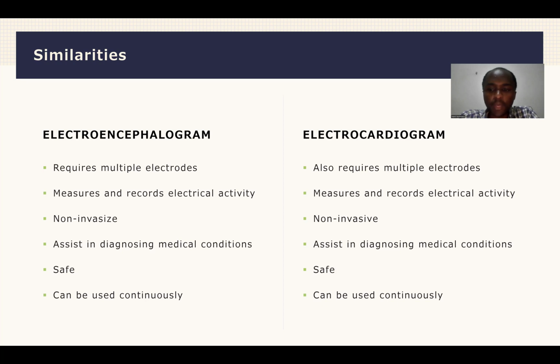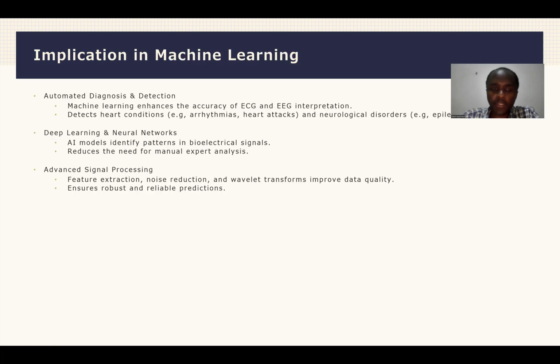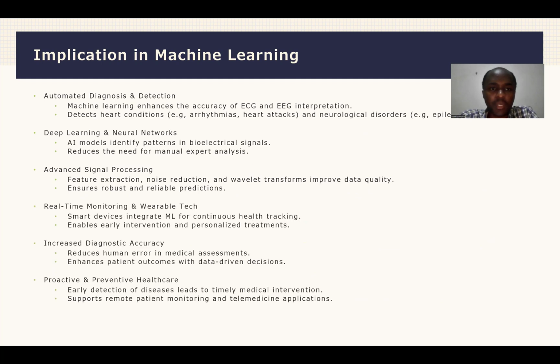Let me proceed to the last part of the slide, which talks about the implications of machine learning for EEG and ECG. First, automated diagnosis and detection, whereby machine learning improves the accuracy and speed of interpreting EEG and ECG signals. It detects heart conditions, for example heart attacks, and neurological disorders, for example epilepsy.